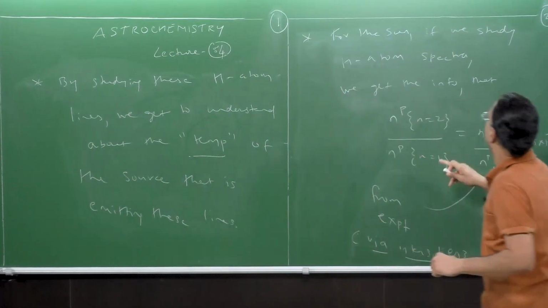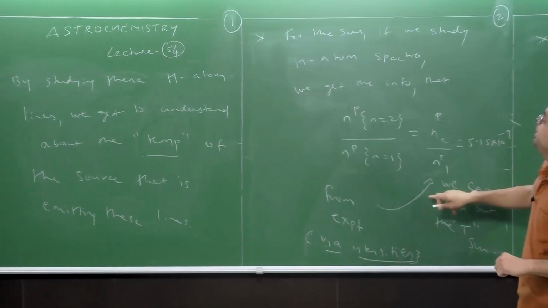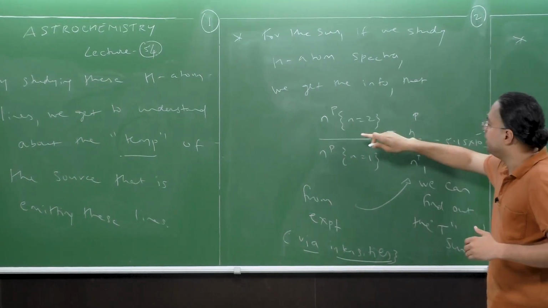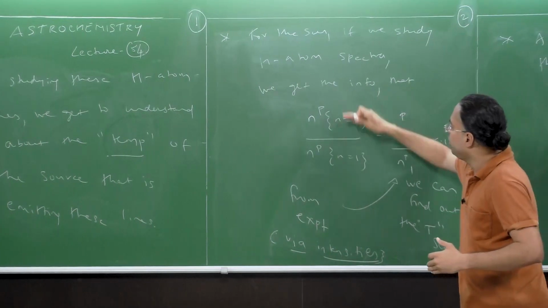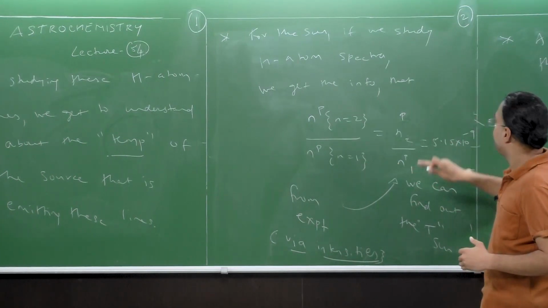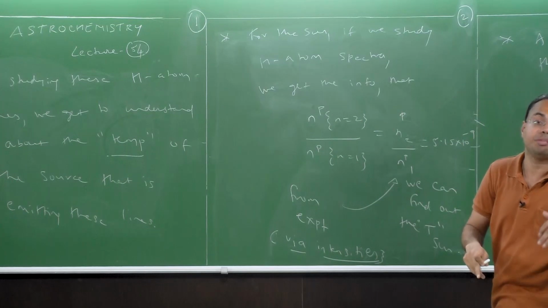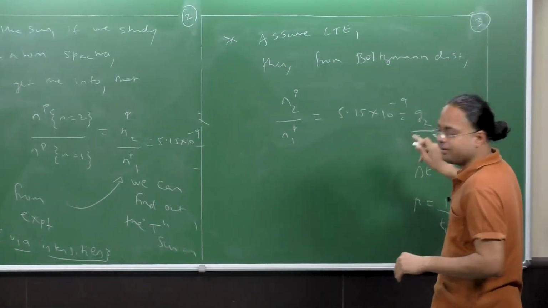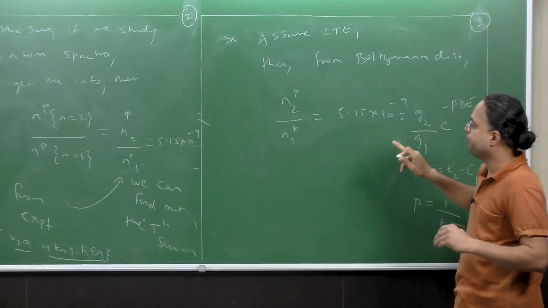As an example, I told you that starting from the n equals 2 level, the population of the lines emitted from the n equals 2 level and the n equals 1 level for the sun, we can actually get the temperature of the sun by assuming local thermal equilibrium. And we can use the Boltzmann distribution, correct?